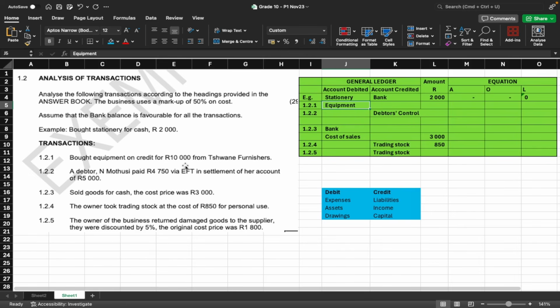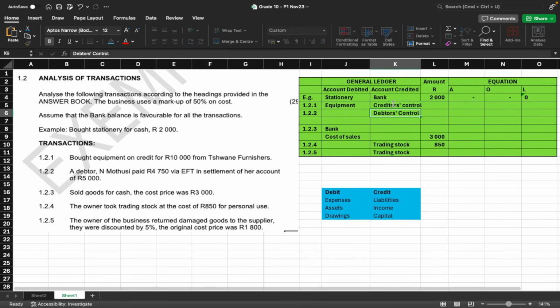Okay, so we're going to credit liabilities. We know the first account is equipment, and equipment is an asset, and the second account is liability. But what do we call that account? We call it creditors control, because we owe our creditors. So I'm going to put here: account credited, creditors control.